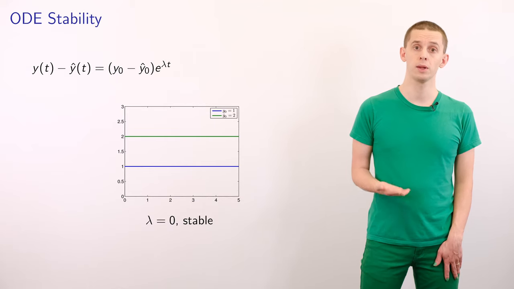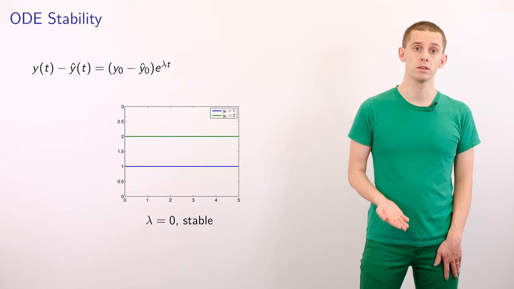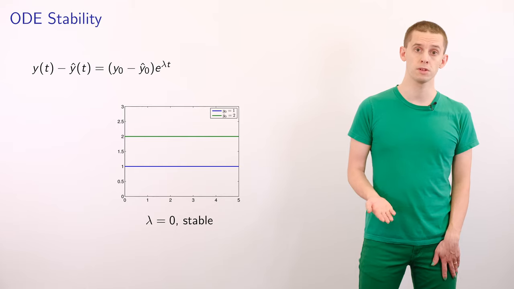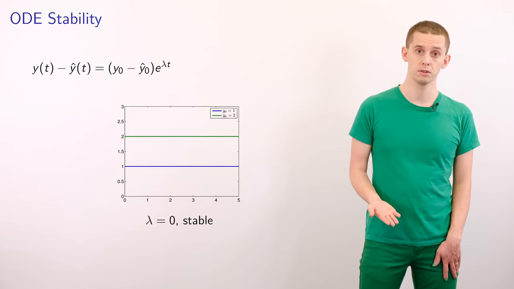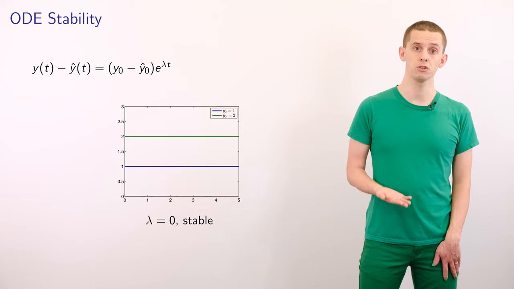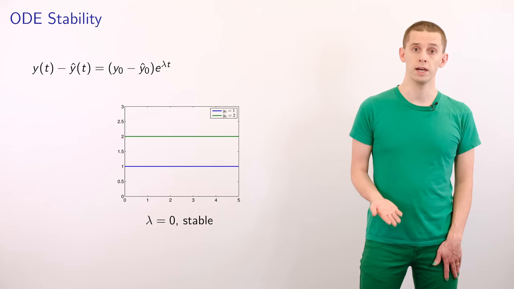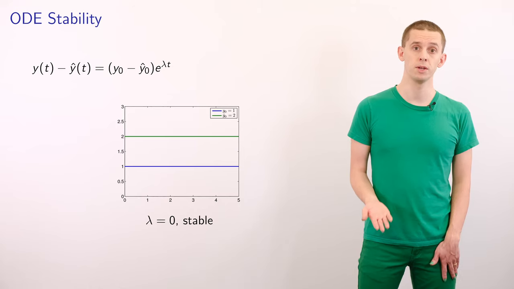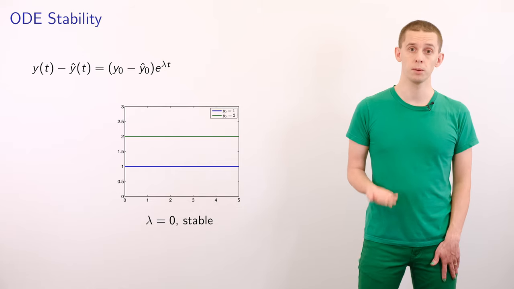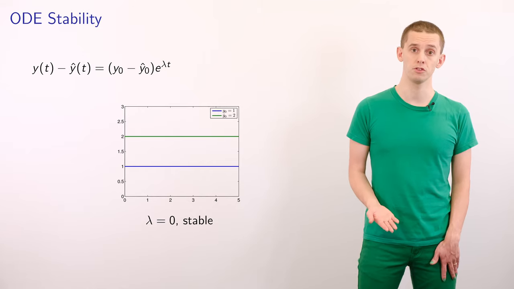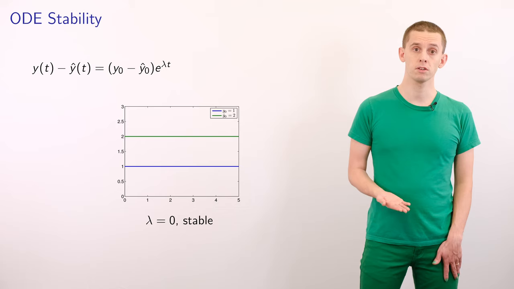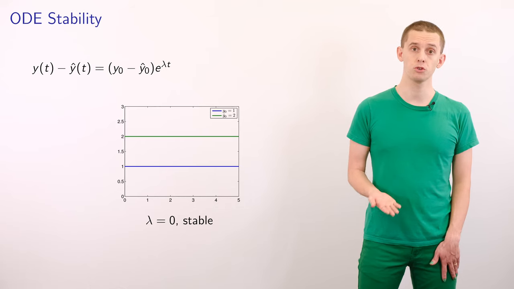Now let's look at the case when lambda equals zero. And in this case, our ODE just reads y prime equals zero, and therefore y will be constant. And if we look at our two solutions in this case, starting from y equal 1 and y equal 2, then they will just remain constant. And since they don't diverge from each other, then we will be able to satisfy our stability definition. By starting our solutions arbitrarily close to one another, we can ensure that they will remain arbitrarily close throughout all time.